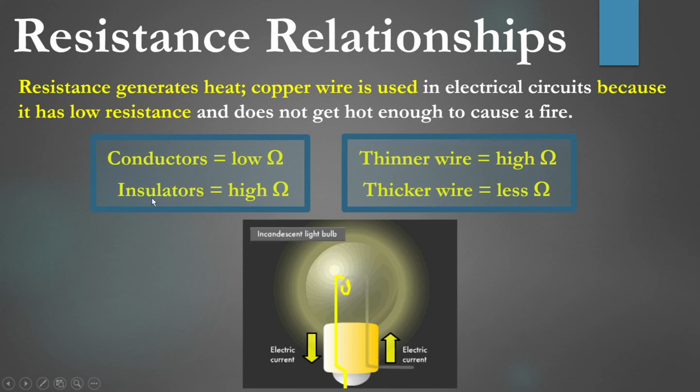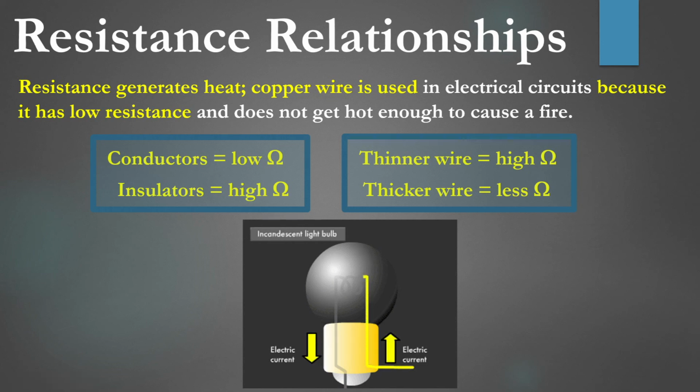But here's what's very interesting. Yes, the metal wire inside of a bulb is a conductor, but the wire is extremely thin, so it has high resistance. So it actually glows. Copper wire is typically used in electrical circuits all around your home, everywhere, because it has very low resistance, and typically does not get hot enough to cause a fire. That doesn't mean that electricity can't cause fires. They absolutely can. It happens here and there.